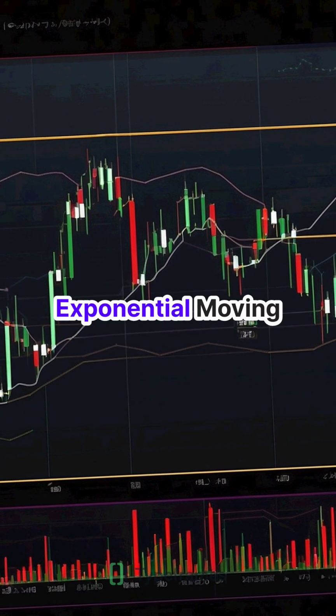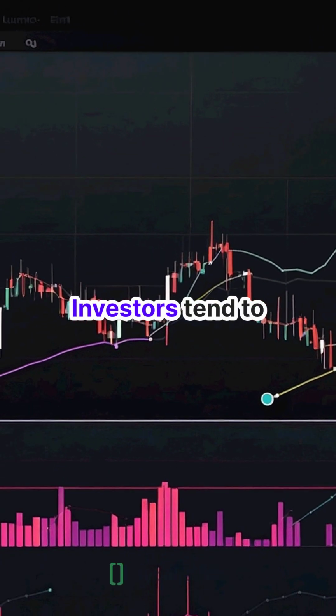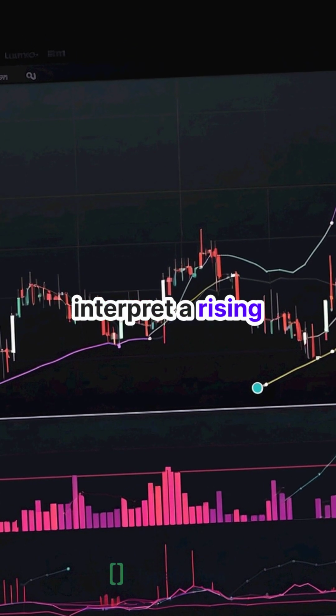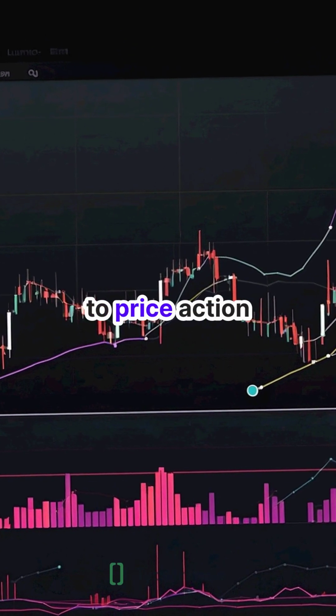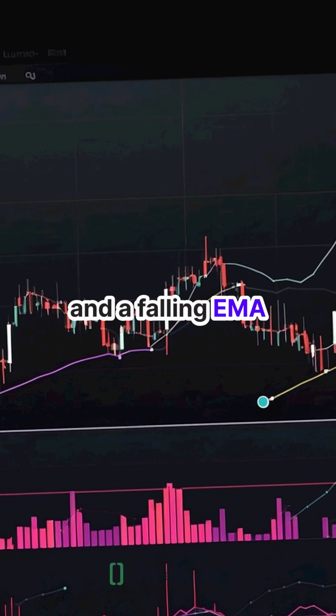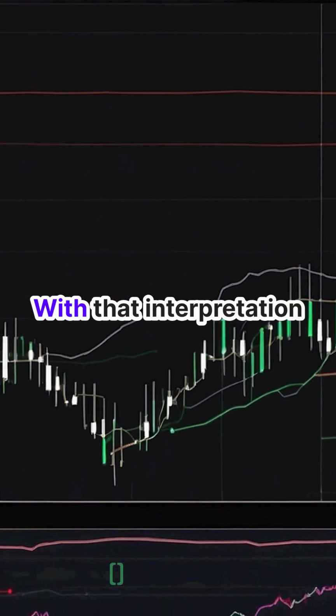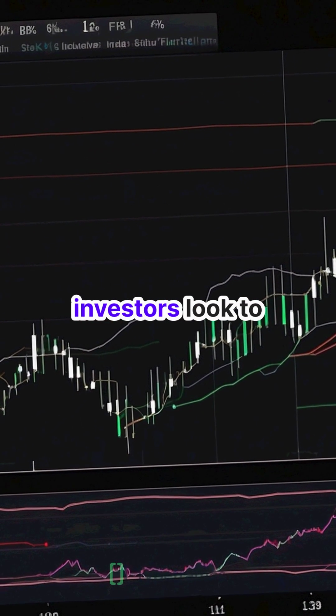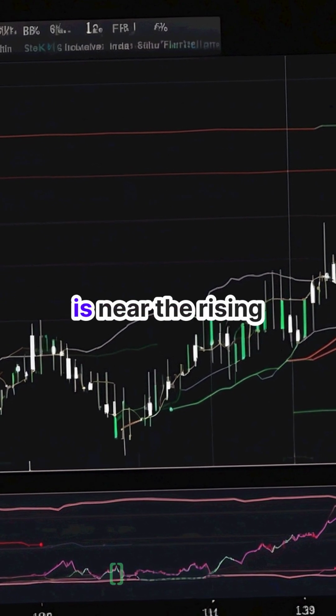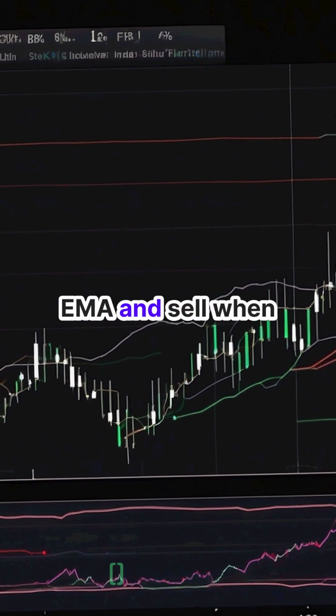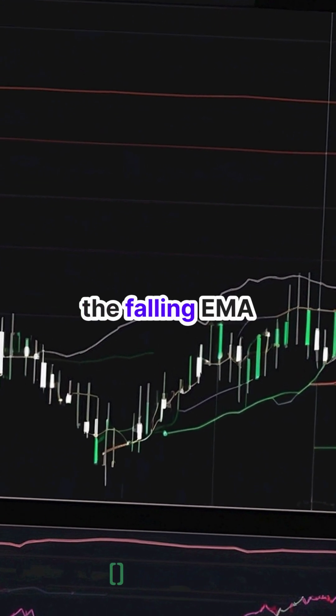How do you read exponential moving averages? Investors tend to interpret a rising EMA as a support to price action and a falling EMA as a resistance. With that interpretation, investors look to buy when the price is near the rising EMA and sell when the price is near the falling EMA.